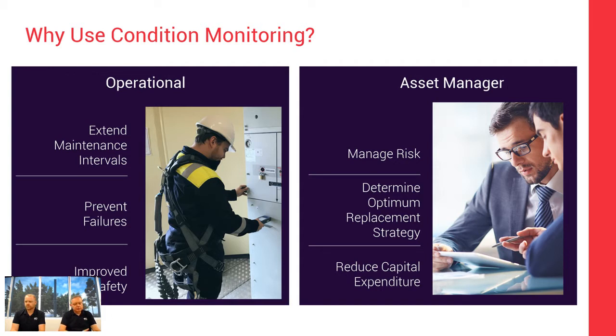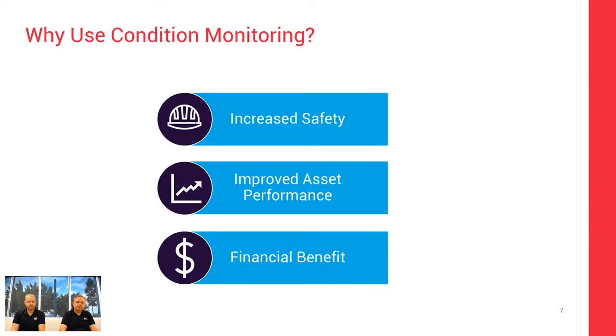And of course, as soon as you put assets onto the network, sometime in the future, they will come to a stage where they're no longer fit for purpose. We need to take them off the network. So using condition monitoring can be a way of prioritizing that and determining which is the optimum replacement time for switchgear, for cables, transformers, etc. So that's really why condition monitoring is used.